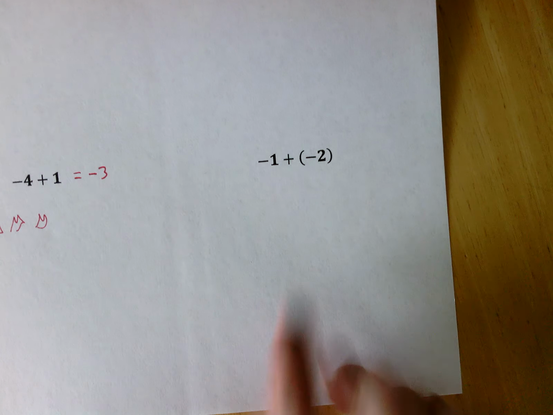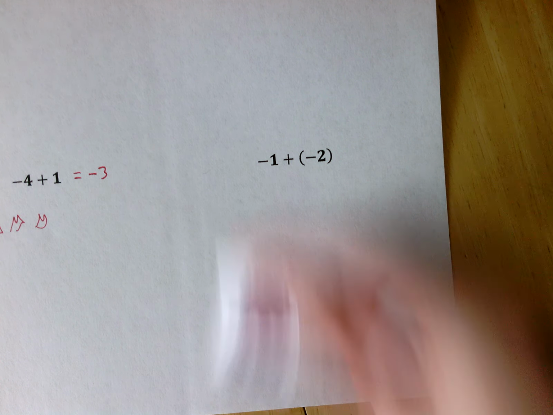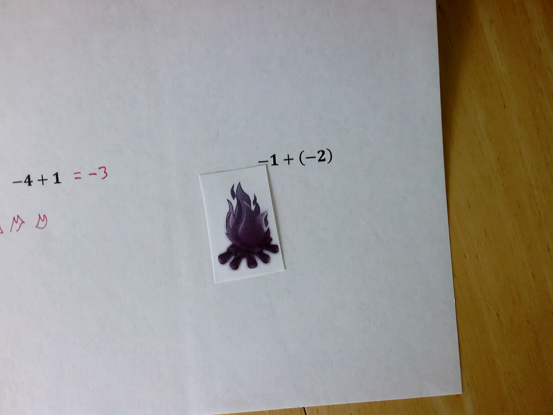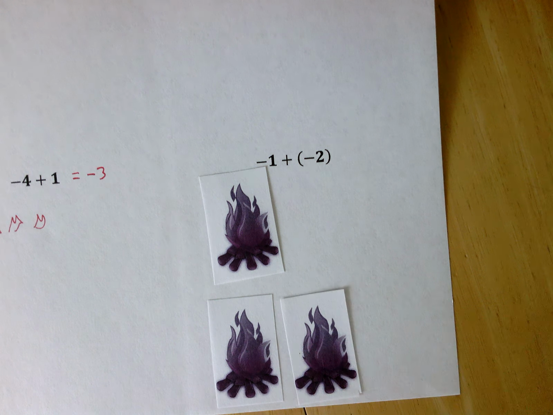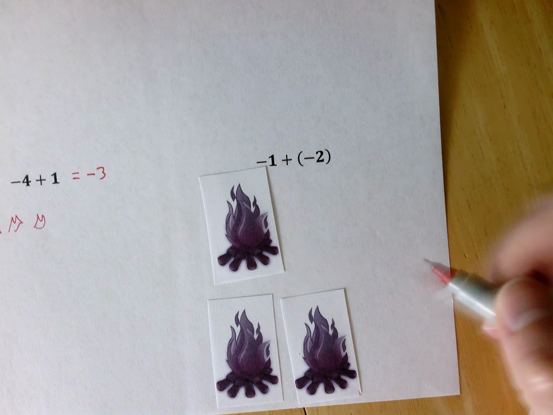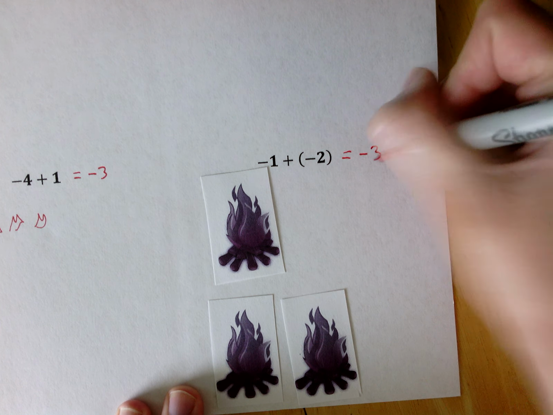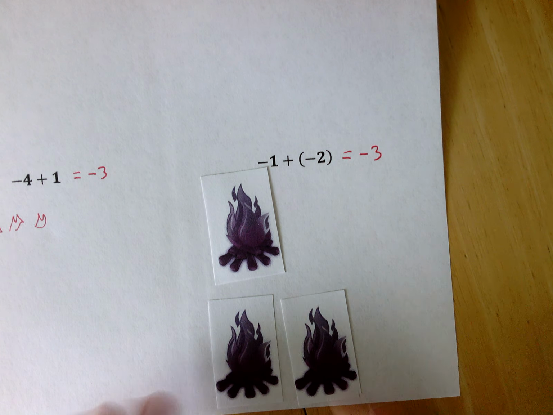All right, last one over here, -1 plus -2. So I have 1 fire, and then I have 2 fires. Okay, and what happens when I look at this? Well, 1 fire and 2 more fires. Is anything going to cancel out? Nope, nothing cancels. So I just have 3 fires left over. So my answer is going to be -3 because I have 3 fires.